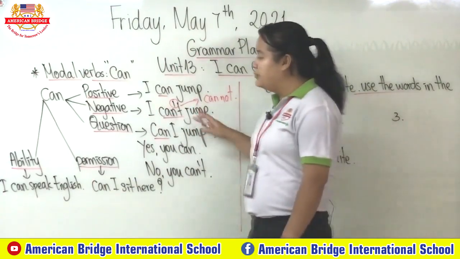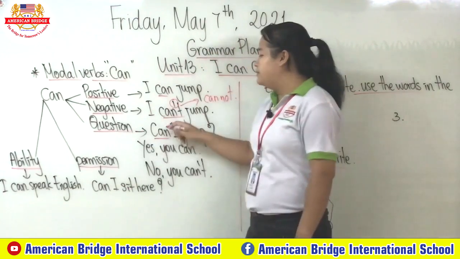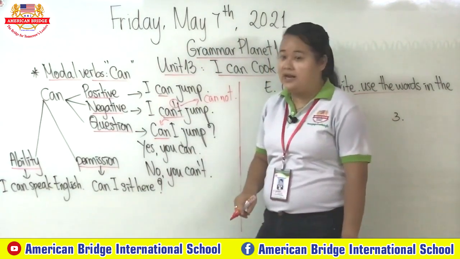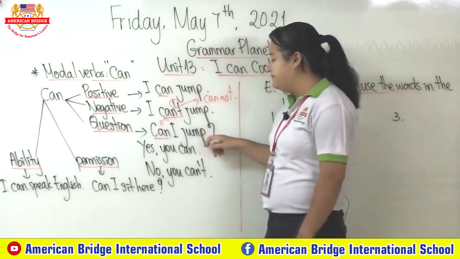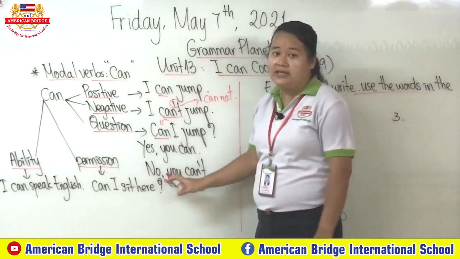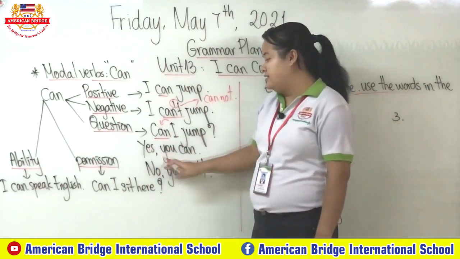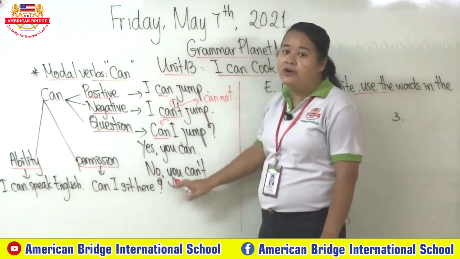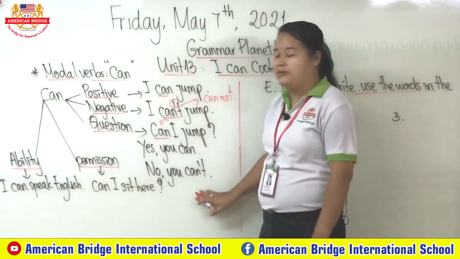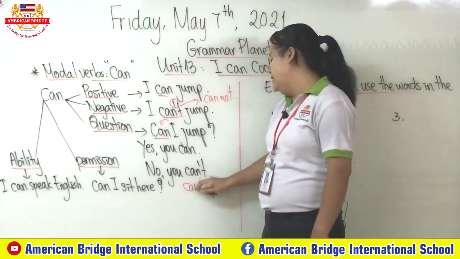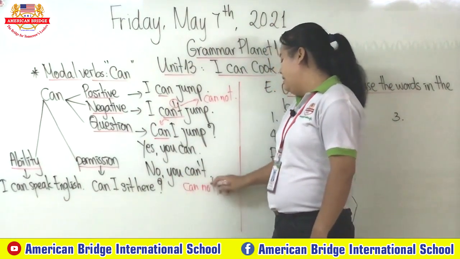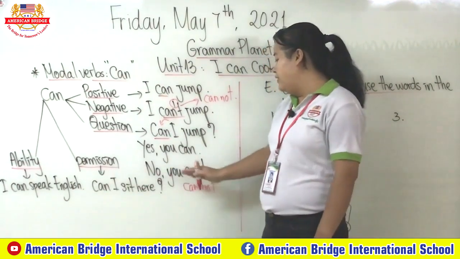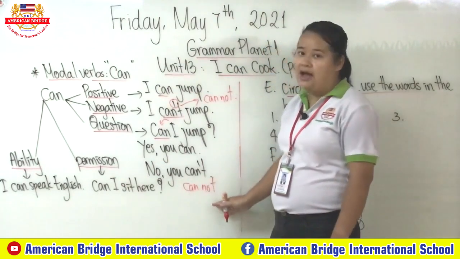And in question form, you need to put can in front of the subject, right? So, can I jump? We have two answers here that you can say: yes, you can, or no, you can't, right? Or no, you cannot, right? You can write it like this: can, not. So you can write in two ways: no, you can't or no, you cannot, right?